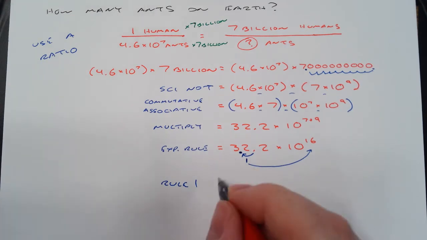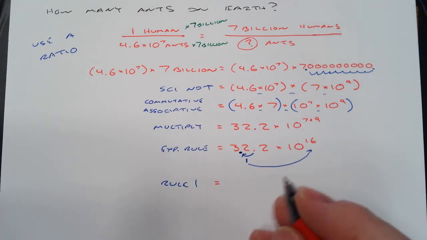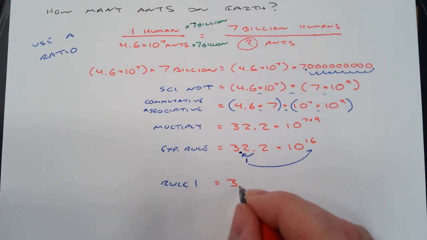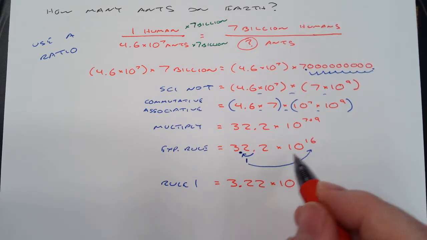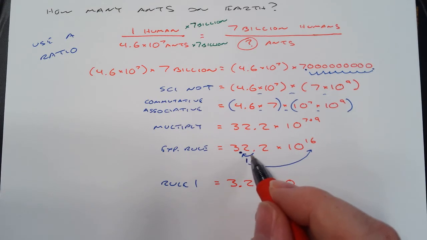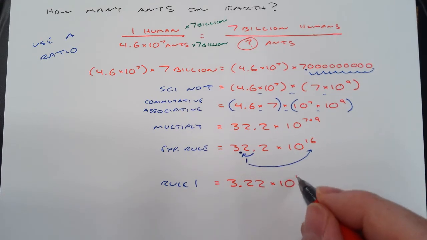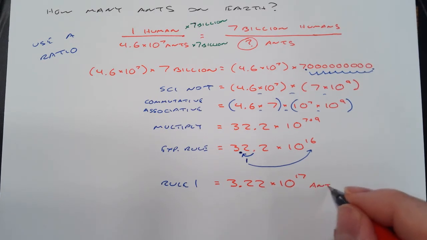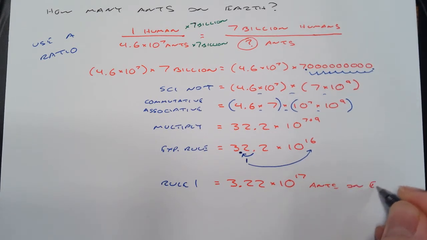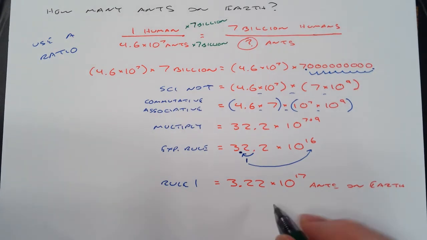So after we follow Rule 1, we see that there are 3.22 times 10, and now it is not 16 anymore because I moved it 1 more place value. It's 10 to the 17th. And that is how many ants are on the planet Earth. By the way, if you want that in standard form, if you want to know how many ants are on Earth.